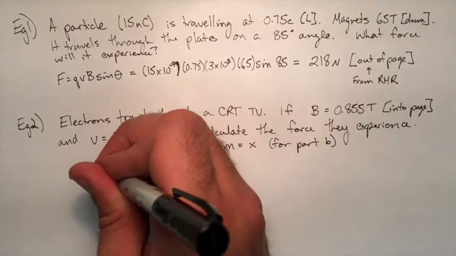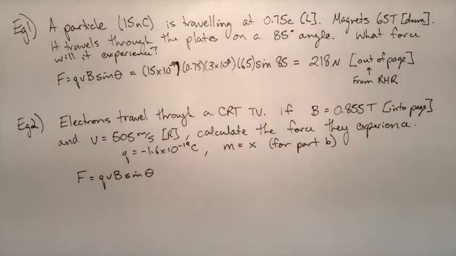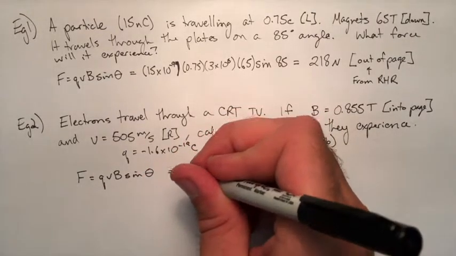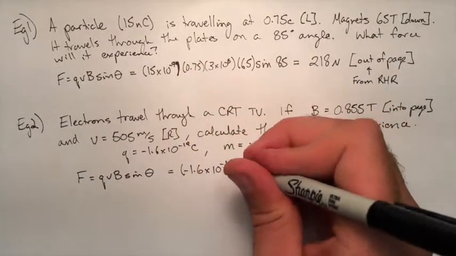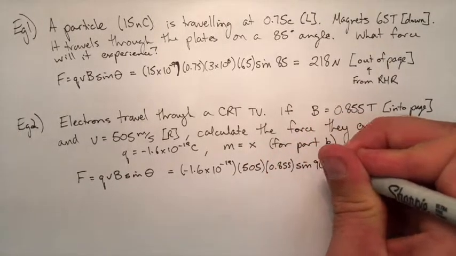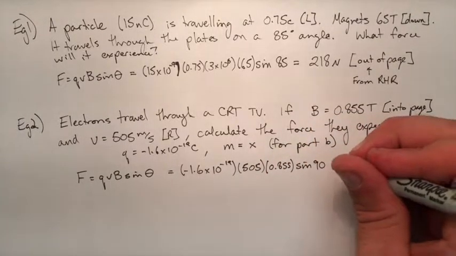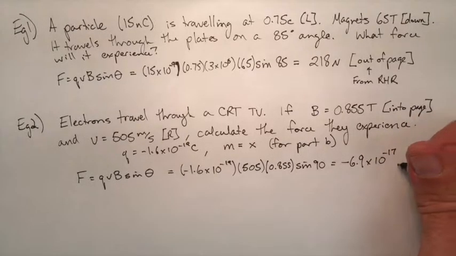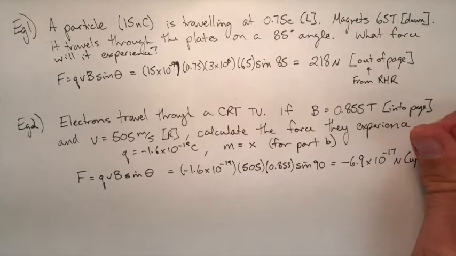So let's calculate the force, qvB sine theta. We put in the charge, negative 1.6 times 10 to the negative 19, 505 is the velocity, 0.855 is the magnetic field strength, sine 90. We get an answer of negative 6.9 times 10 to the negative 17 newtons.